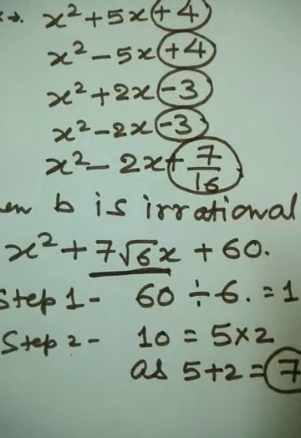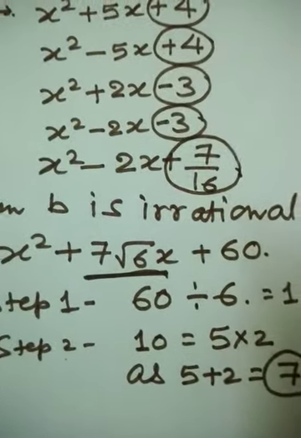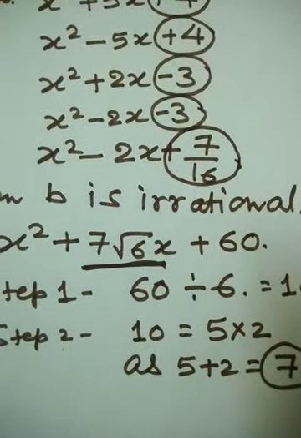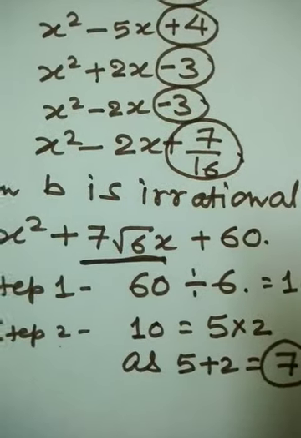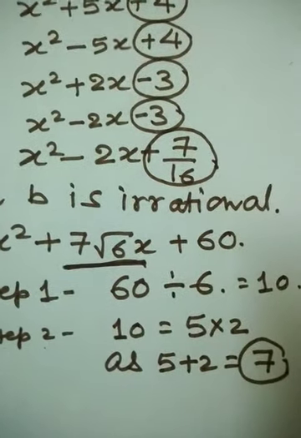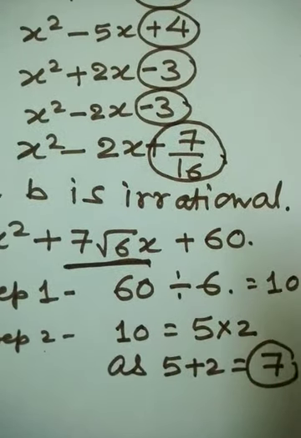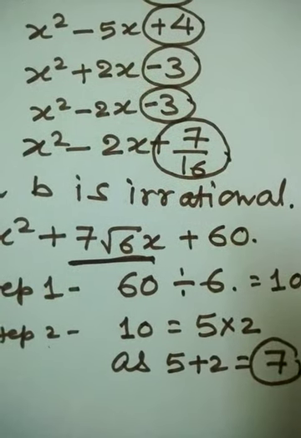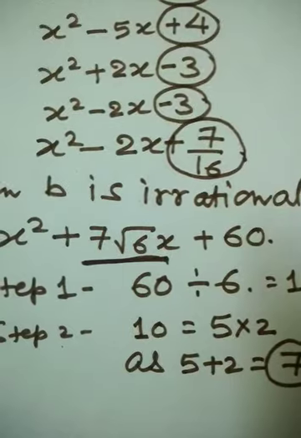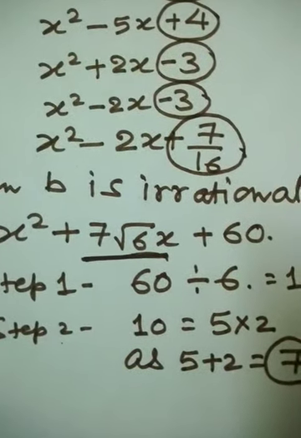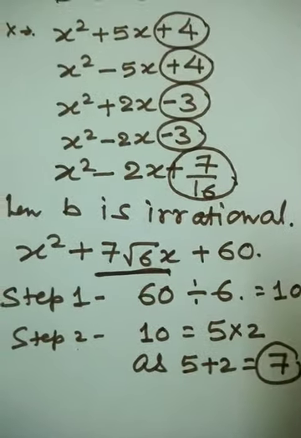Now from where has this root 6 come? Root 6, that we divided by 6 first. Now 6 is the square of root 6, that is root 6 into root 6. So we multiply both root 6 by 5 and 2, and then we get 5 root 6 and 2 root 6. If you add both, you get 7 root 6. In this way, split the middle term, and after that you can factorize it.